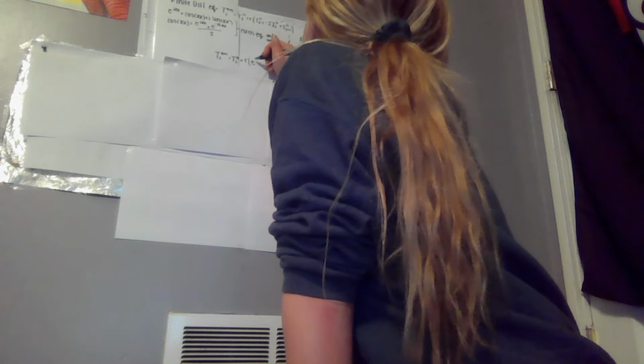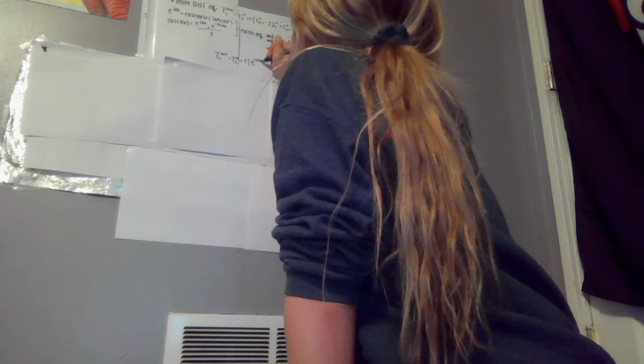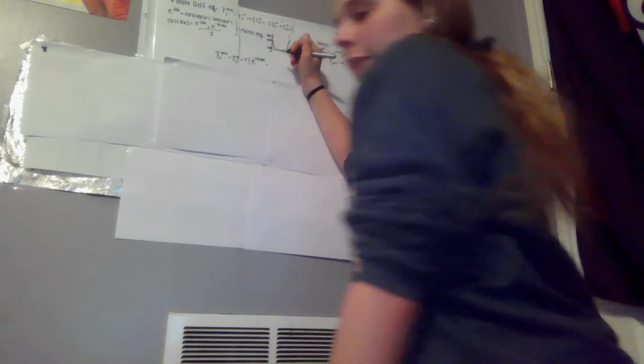So that's going to be the rate times e to the negative i k delta x minus, and then we are just going to put this at 2 T sub j to the n, so we're not changing anything.